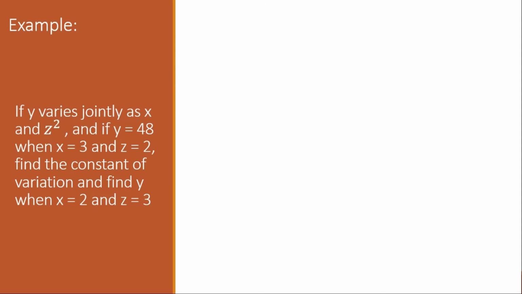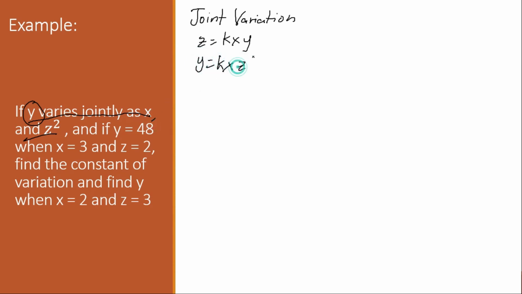If y varies jointly as x and z squared, so this is a joint variation. Diba, meron tayong equation sa joint which is z equals kxy. Ngayon, iba kasi yung variables na nasa problem. So, nauna yung y. So, y equals k, tapos x, and then z squared. So, ito na yung ating equation.